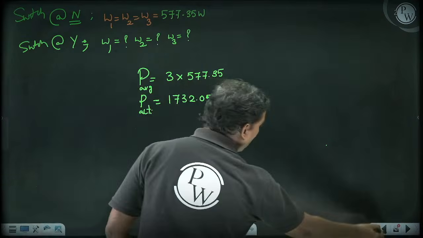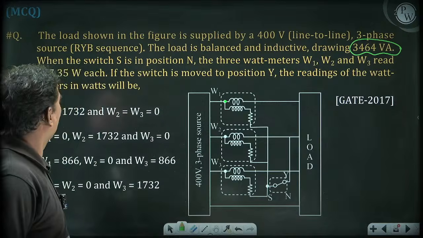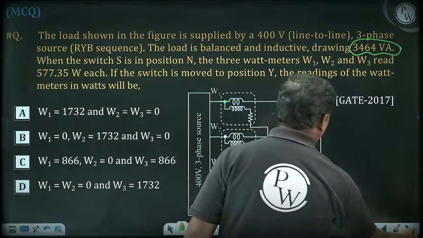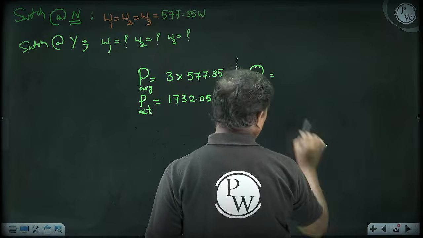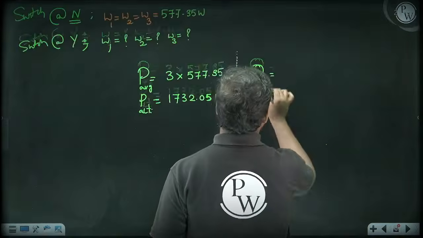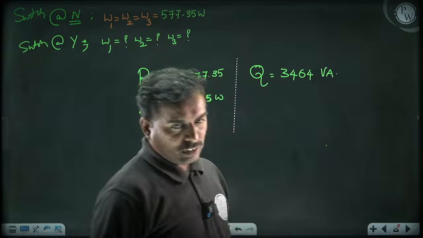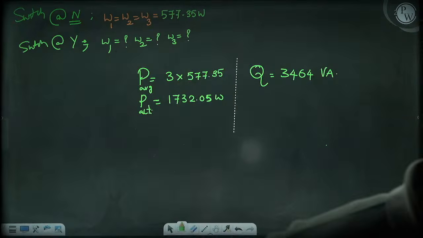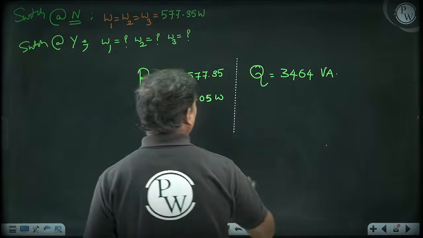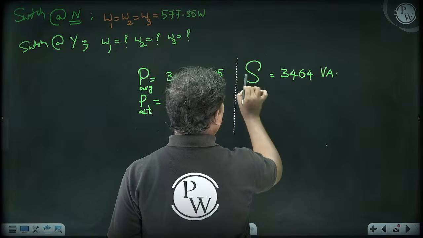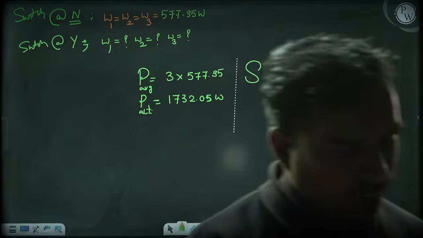Next, in the question he has given 3464 volt ampere. What is this? Sorry, it is not reactive power Q. It is apparent power, not VAR. Volt ampere is apparent power. I think all of you are clear about that. We got the S.